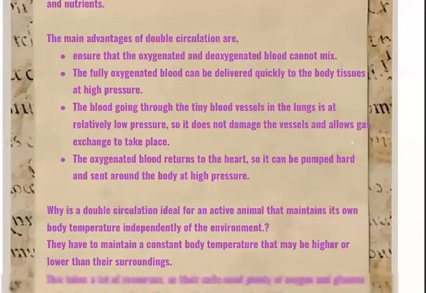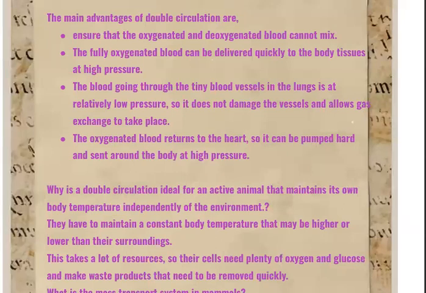The main advantages of double circulation are: it ensures that the oxygenated and deoxygenated blood cannot mix. The fully oxygenated blood can be delivered quickly to the body tissues at high pressure. The blood going through the tiny blood vessels in the lungs is at relatively low pressure, so it does not damage the vessels and allows gas exchange to take place. The oxygenated blood returns to the heart, so it can be pumped hard and sent around the body at high pressure.